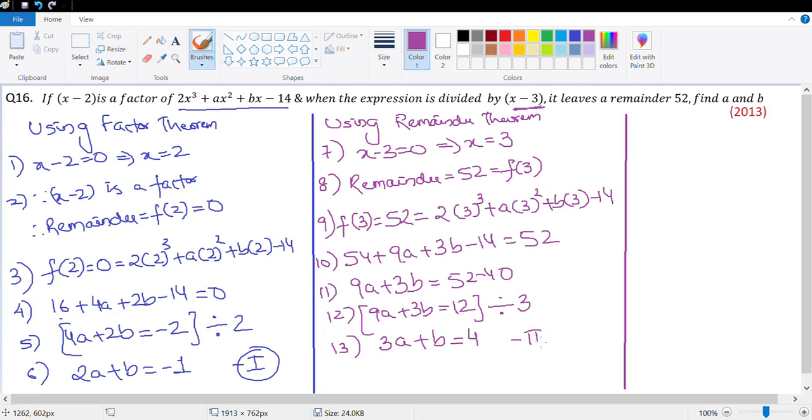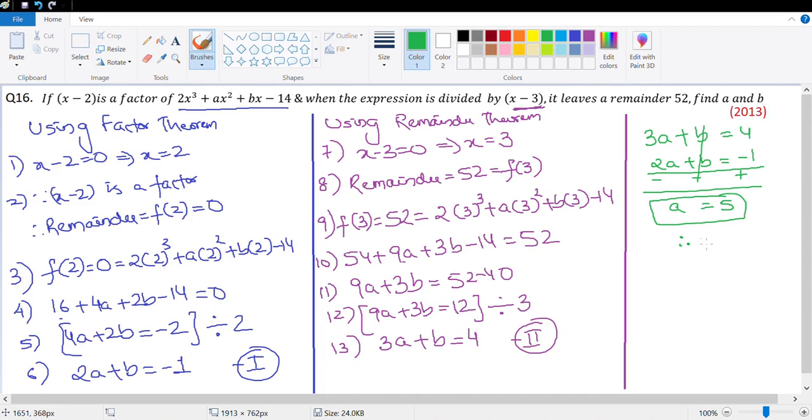That's our second equation. Now let's solve these two equations simultaneously. I notice coefficients of b are equal, so we can subtract them directly. So 3a plus b is equal to 4. 2a plus b is equal to negative 1. When I subtract, the sign changes. So this becomes b minus b is gone. 3a minus 2a, that's a. 4 plus 1, that's 5. Therefore, a is equal to 5.